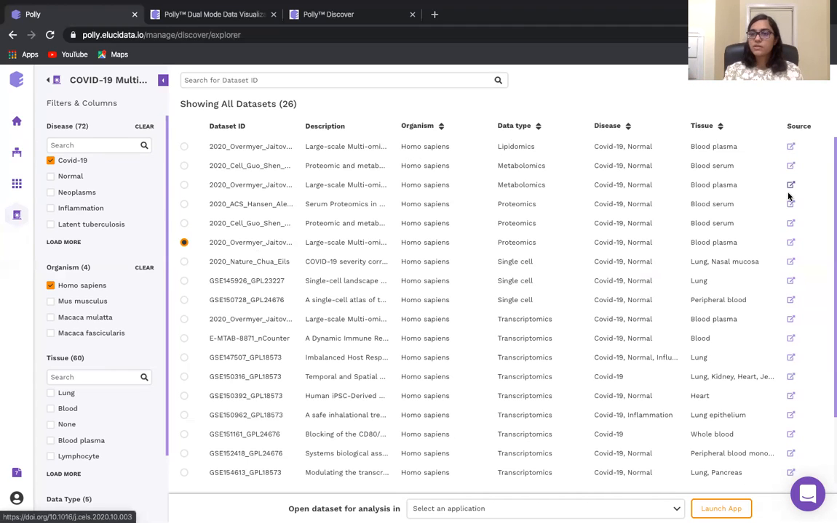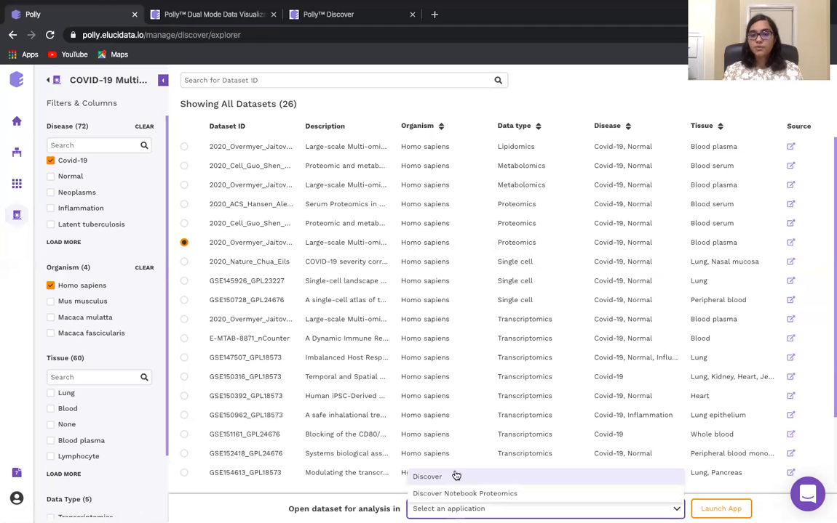So if you click on these links, you will be taken to the relevant publication or the relevant repository where these data are coming from. Once you select a data set, as we have done here, we've selected this proteomics data, which is about large-scale multi-omic analysis of COVID-19 severity. You will see a pop-up open at the bottom here.